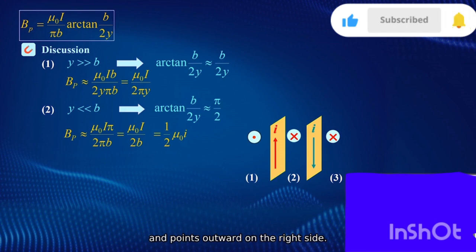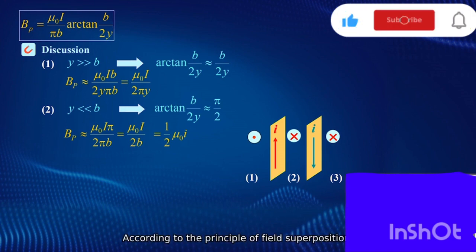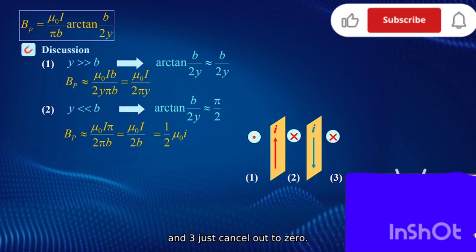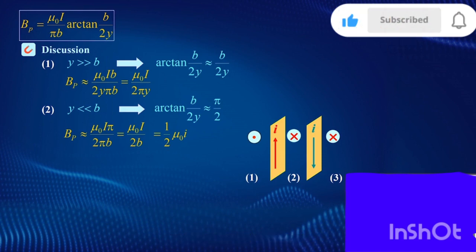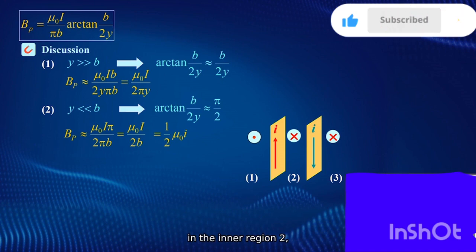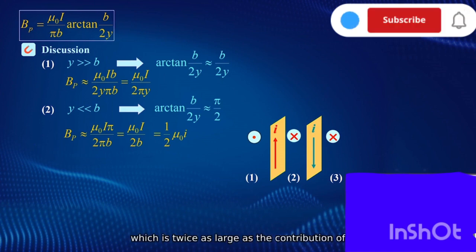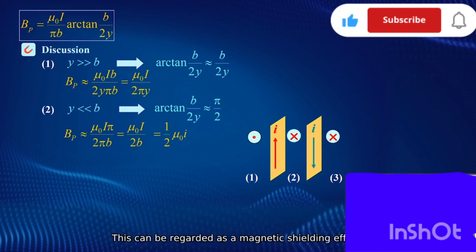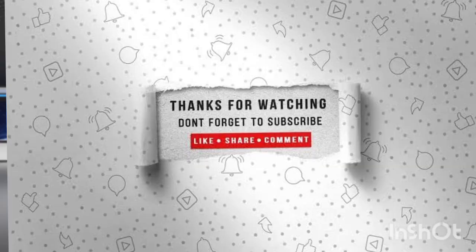According to the principle of field superposition, the fields located in regions 1 and 3 just cancel out to 0. There is a uniform magnetic field in the inner region, too, which is twice as large as the contribution of a single flat plate, and it is directed inward. This can be regarded as a magnetic shielding effect.